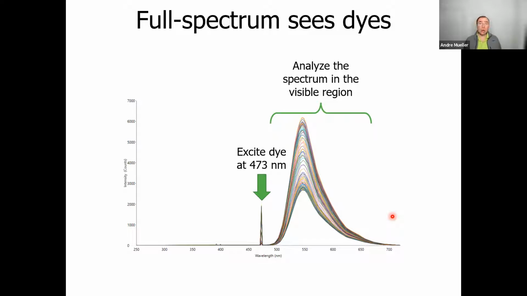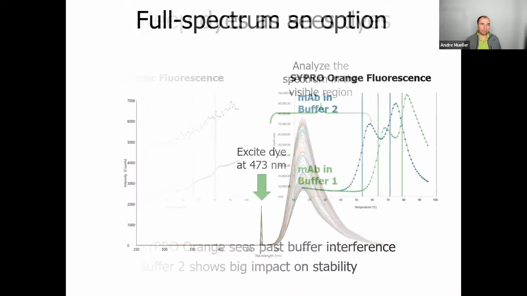So in this case, we can add Cipro orange to our sample and excite it with a blue laser at 473 nanometers, and then take a look at the readout from this Cipro orange to tell us about the unfolding of the protein, basically do a DSF experiment. What does this look like?